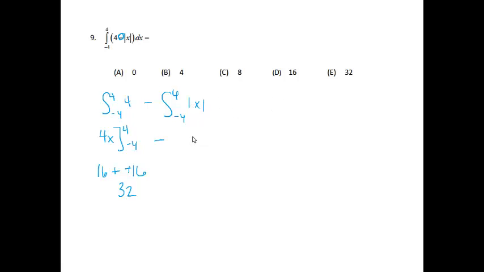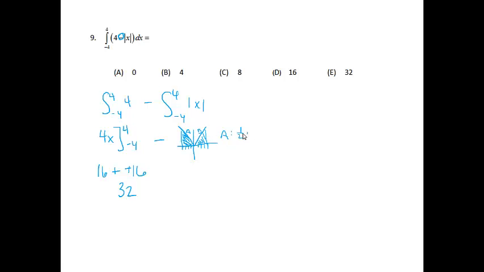The absolute value of x, I know what the absolute value of x looks like. It looks like this right here. And I want to find the integral from negative 4 to 4. And as long as I have a picture, it's just going to be the area underneath the curve from negative 4 to 4. And I notice that they're just two triangles. So we'll call this triangle A and this triangle B.